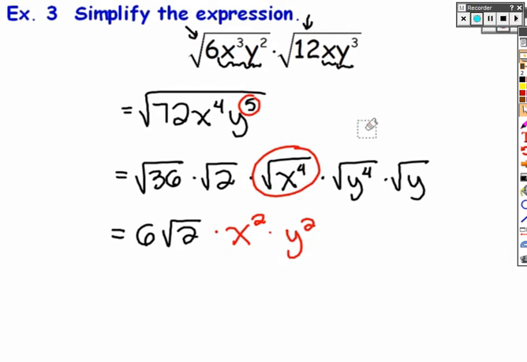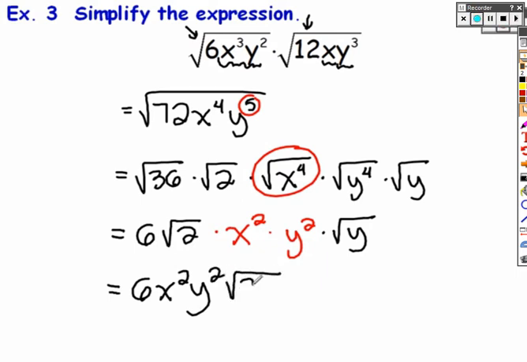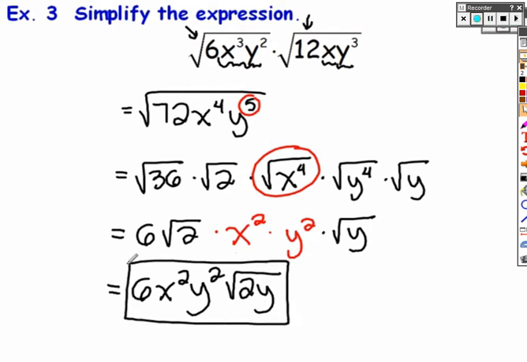And then the last term is just going to stay as the square root of y. So now any terms not under the radical, just put all those out front, and then the terms left under the radical, 2 and y, multiply those together. That is your most simplified answer.